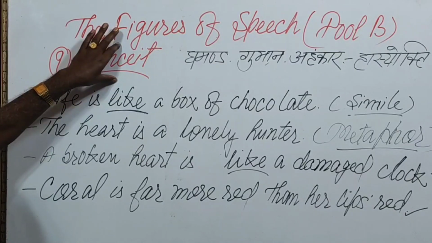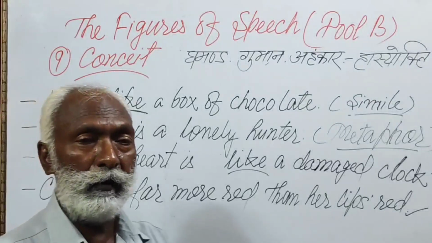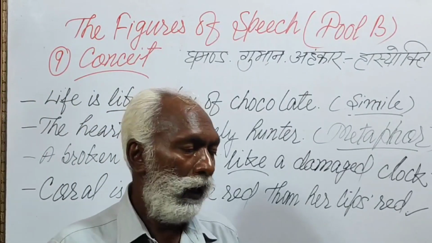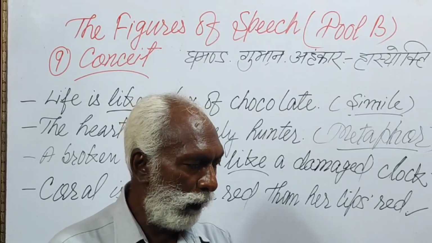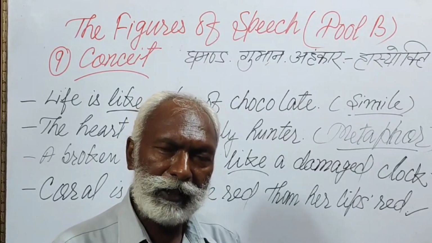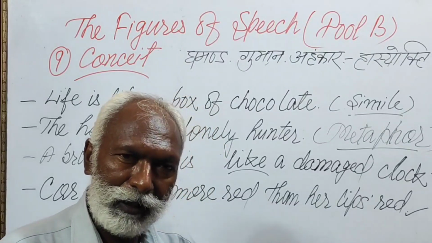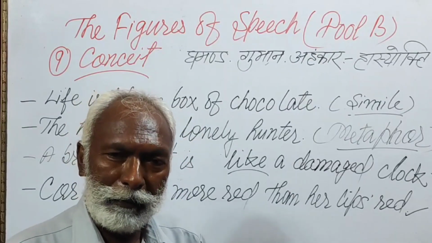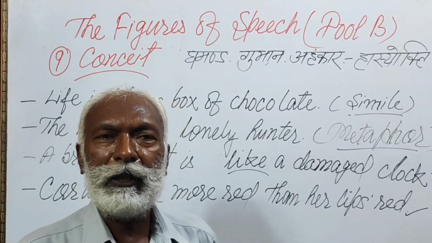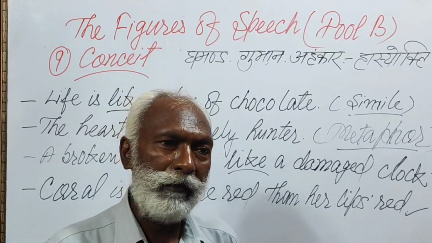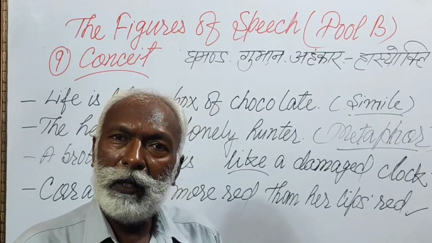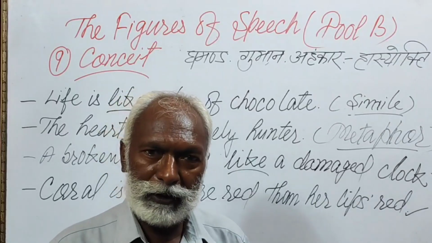Conceit बोला जाता है दो विभिन्न वस्तुओं को बिल्कुल अनोखे ढंग से, दो विभिन्न वस्तुओं जो भी एक समान नहीं है, असंगत है, असमान है, के बीच में तुलना स्थापित किया जाता है प्रयोग करके. किसका? सिमिली का और मेटाफर का. इन दोनों के बीच में निकटता लाई जाती है.